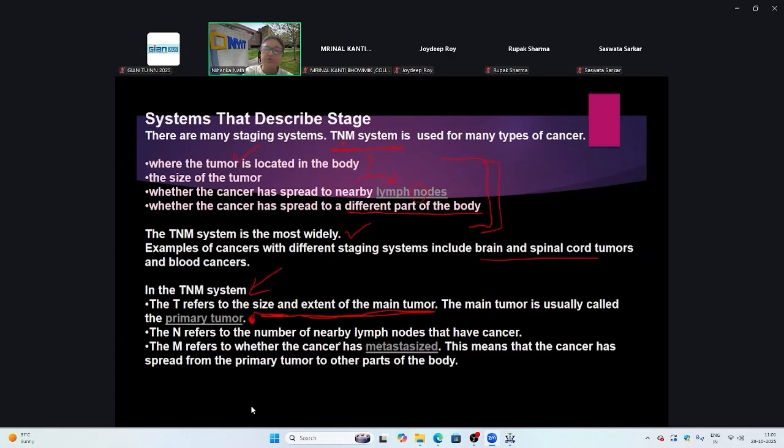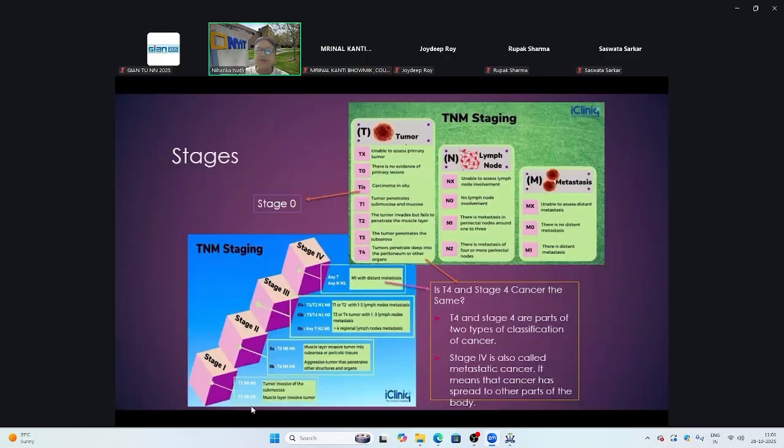And N refers to the number of nearby lymph nodes. Okay, so did it go into the lymph nodes underneath your armpits? And did it go to any other lymph nodes in the nearby region? So how many lymph nodes together did it go to? That's why it is how many lymph nodes. And M refers to metastasis: has it spread to other parts of the body and how far? Again, they can be quantified. So it's a thorough process.